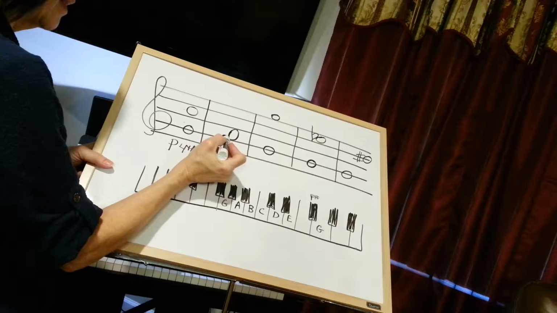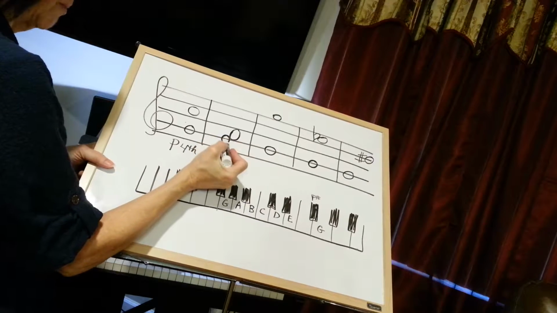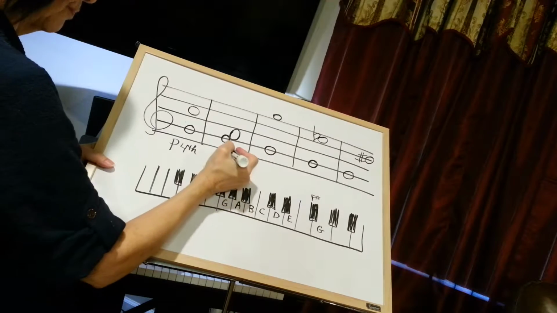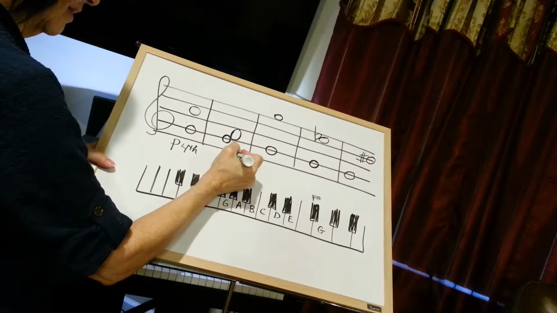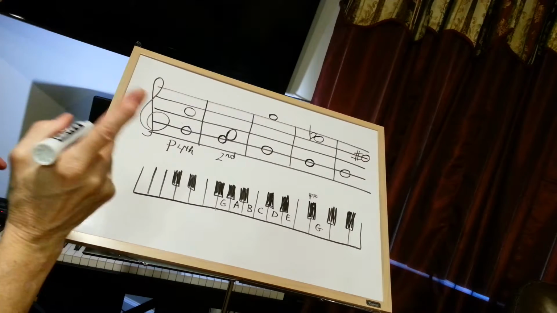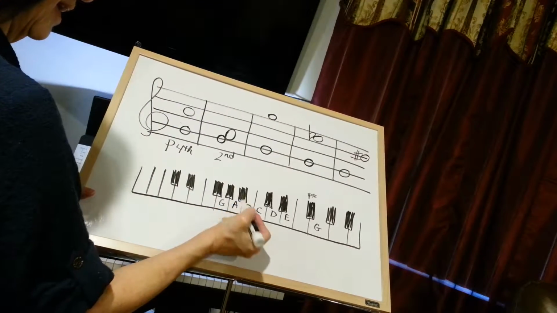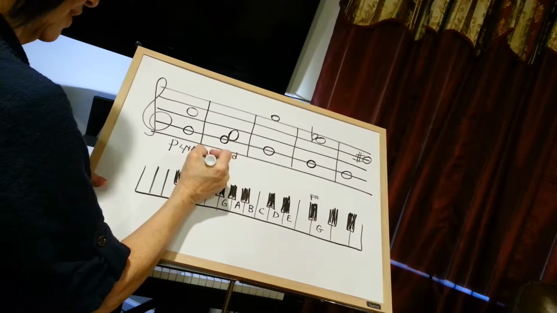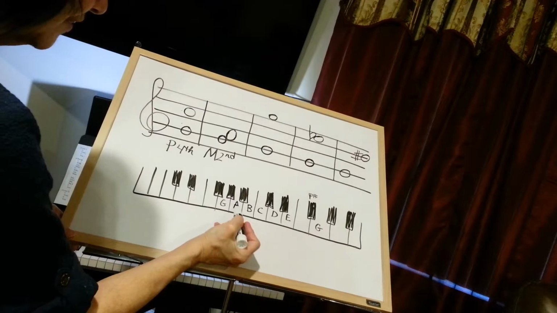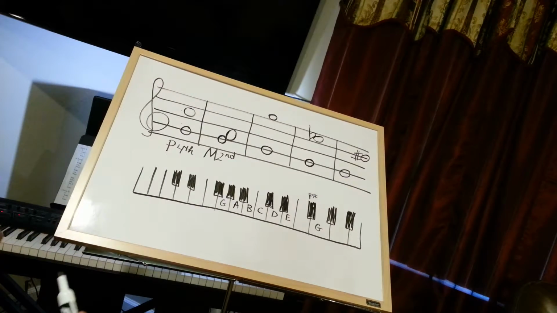What interval is it? 1, 2. Or maybe you knew G A, 1, 2. It is a second. What is its quality? If it's in G scale, it is a major second, and it is. It's part of the scale. All right, let's look at the next one.